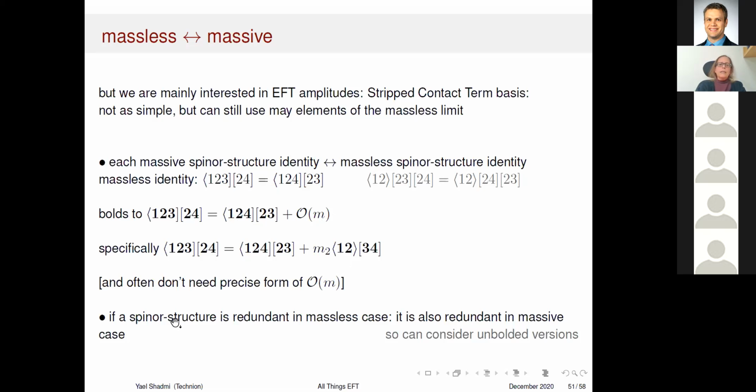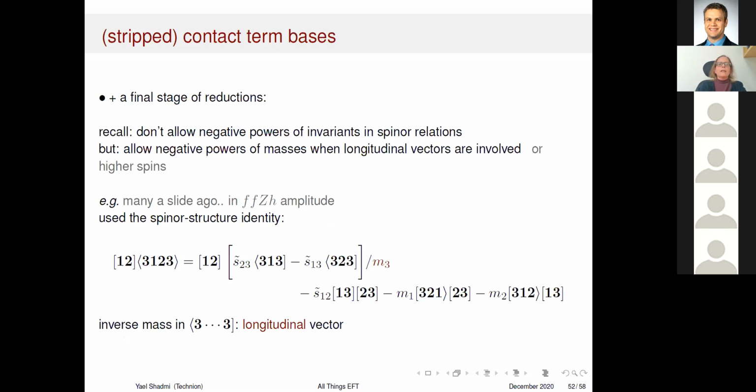And another thing that's very useful is that if a spinor structure is redundant in the massless case, it's also redundant in the massive case. And so again, you can just consider its unbolded version. Okay, so there are many things that you can do based on the massless amplitudes.